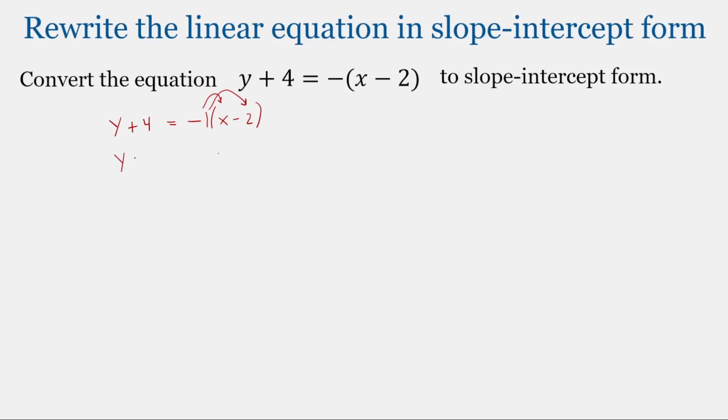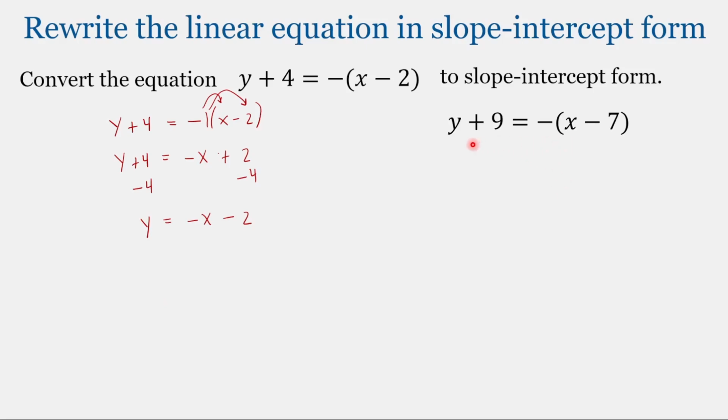This gives us y plus 4 equals negative 1x, our negative x, plus 2. And then from here, to get the y by itself on one side, we will undo this addition of 4 by subtracting 4. This results in y equals negative x minus 2.